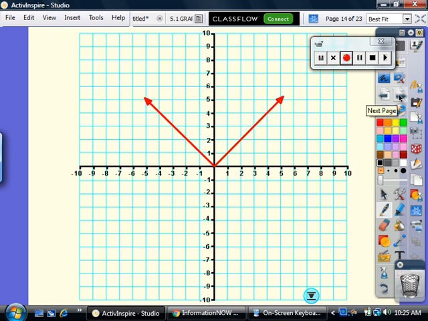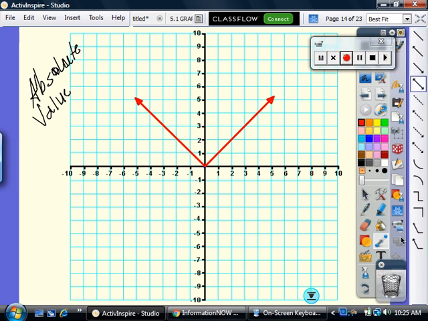All right, draw this V-shaped graph. We're going to learn that this is called the absolute value graph. Now, like the parabola, it never just goes straight up. As it goes left and right, it also goes up.